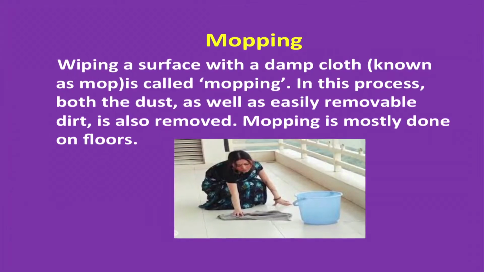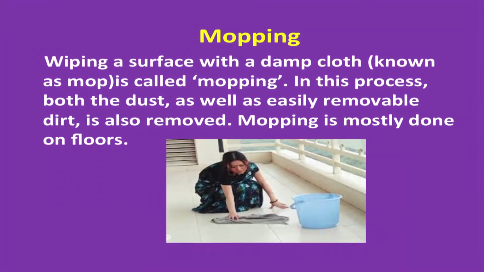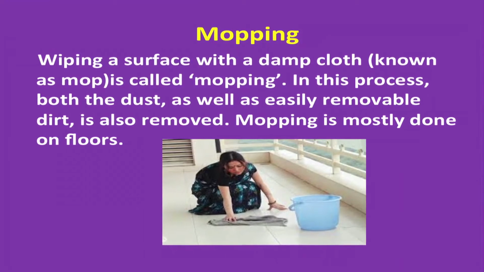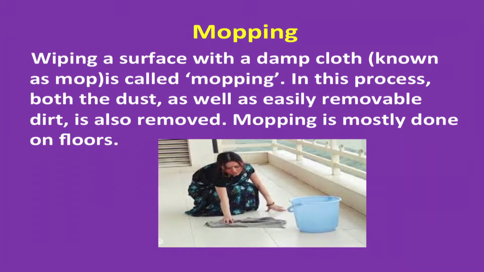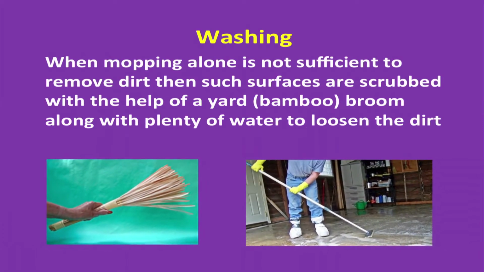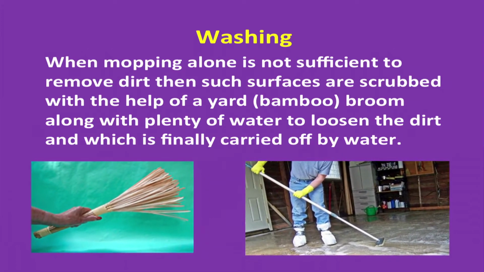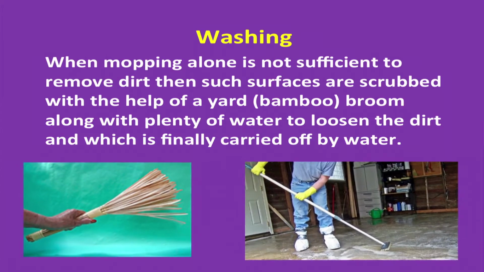Mopping: wiping a surface with a damp cloth known as a mop is called mopping. In this process, both the dust as well as easily removable dirt is removed. Mopping is mostly done on floors. When mopping alone is not sufficient to remove dirt, such surfaces are scrubbed with the help of a yard bamboo broom along with plenty of water to loosen the dirt, which is finally carried off by water.